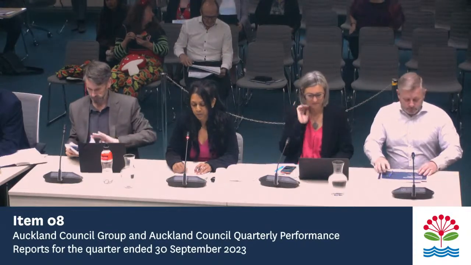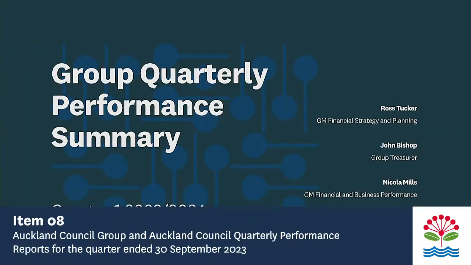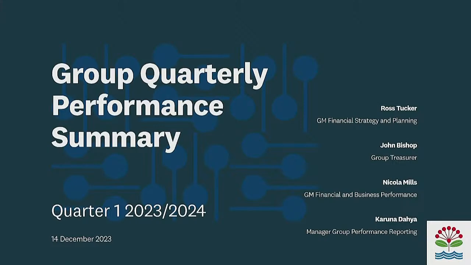Thanks, Mayor Brown. So this is the regular quarterly performance report, so going back in time a little bit from the previous item, and we'll be covering the key financials and service performance information through to the end of September. We've got a short presentation with Ross leading off on the key group results. John will give an update on the debt, and Nicola will focus on the AC parent results. I'll briefly speak to some of the updated performance measure results, and we'll have some time for questions and feedback at the end. So Ross, over to you.